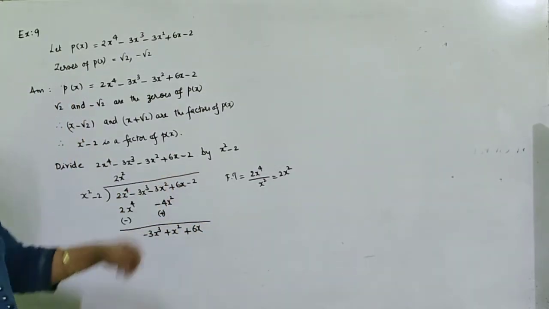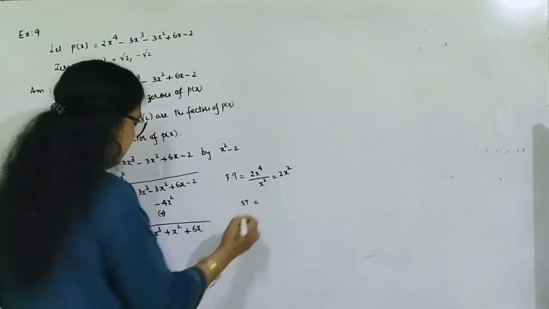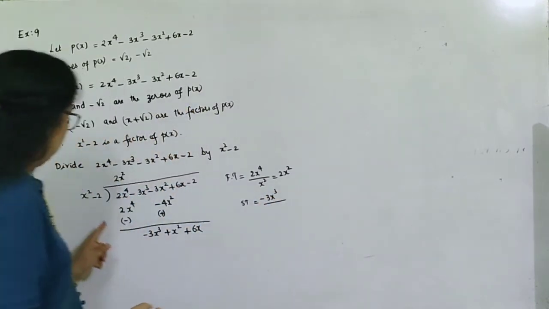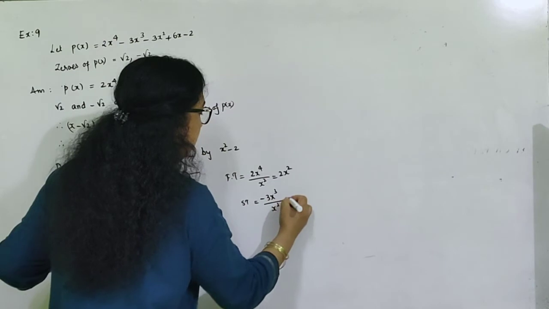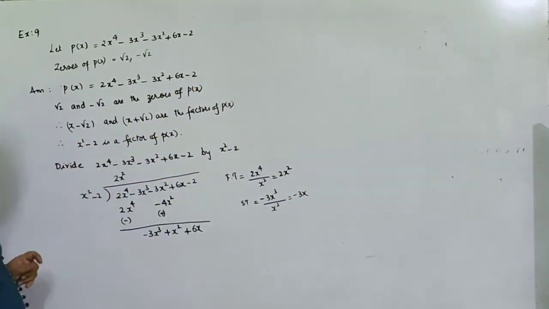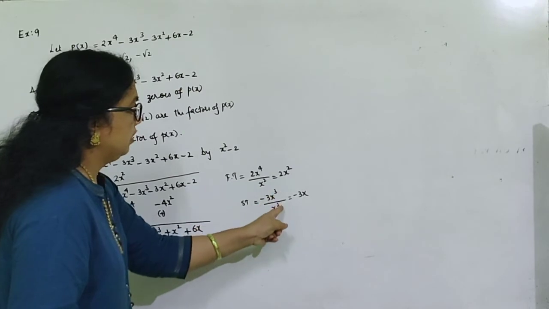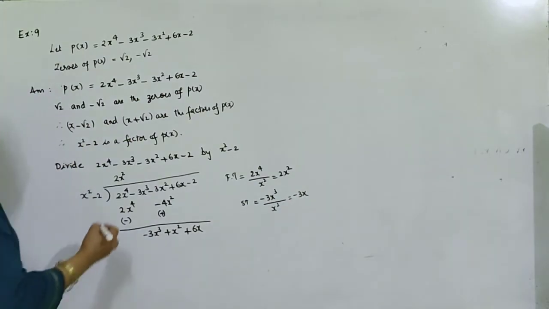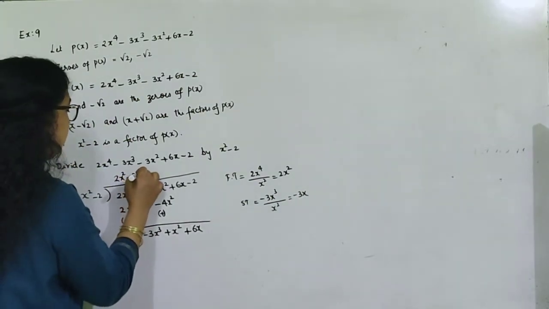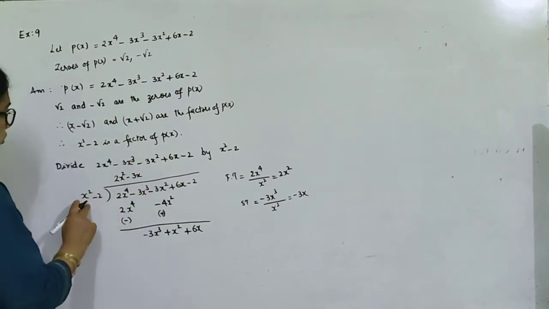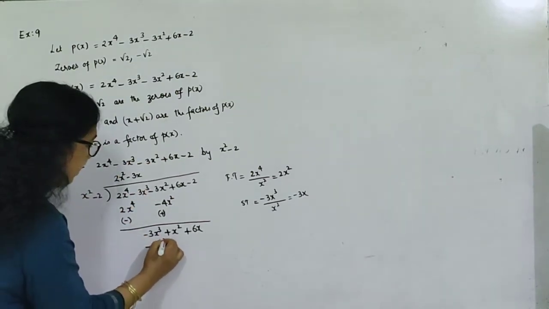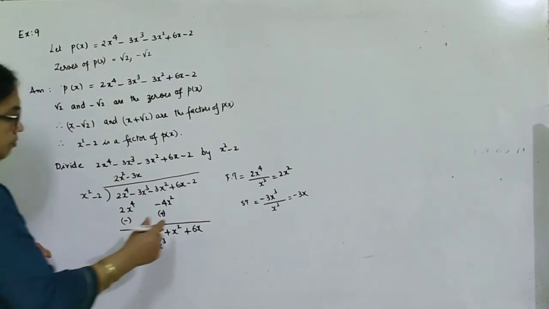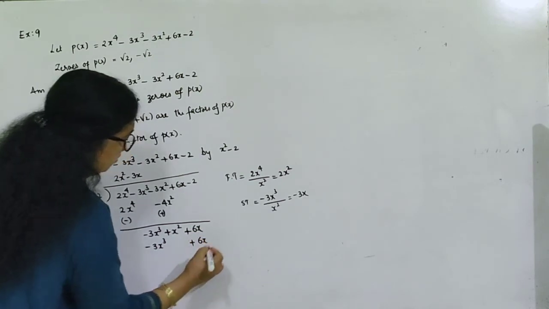Now in order to get the second term of the quotient, what do you have to do? The highest degree term of the dividend, minus 3x cube, upon the highest degree term of the divisor, x square, so you will get minus 3x. In division we are subtracting the indexes: 3 minus 2 is 1, so x raised to 1 means x. So the second term is minus 3x. Now minus 3x into x square is minus 3x cube, and minus 3x into minus 2 is plus 6x, written below 6x.